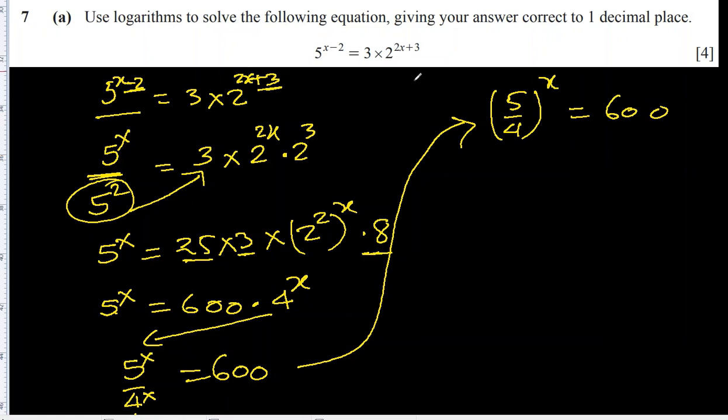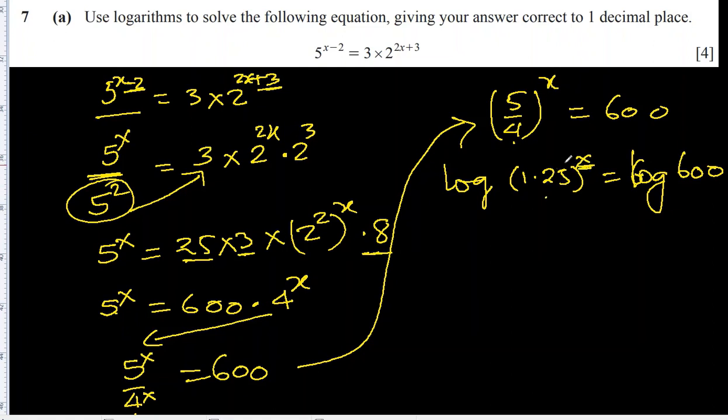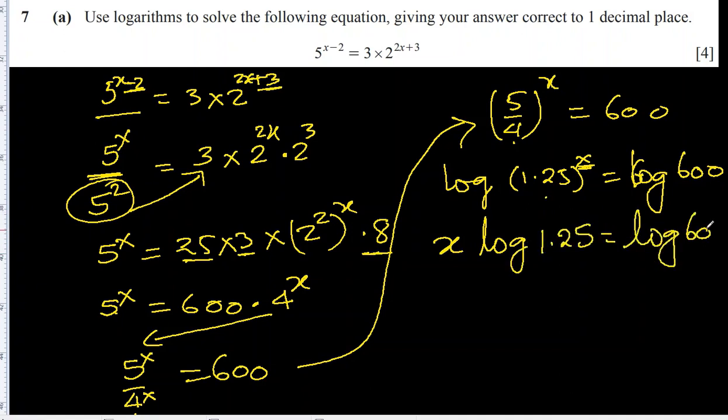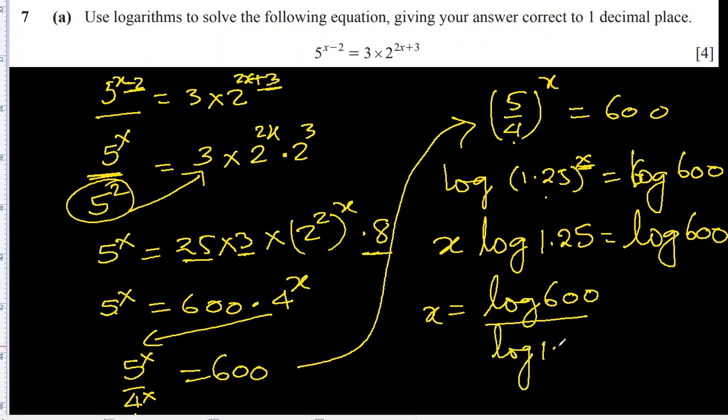And now they have suggested to use logarithm. We will use logs on both sides. Log of 5 over 4, let's write it as 1.25, to the power x equal to log of 600. Okay, now this x is the exponent of this 1.25. It will come and become its coefficient. x log 1.25 equal to log 600, and x equal to log 600 divided by log 1.25. And now just use your calculator to find the value of this.